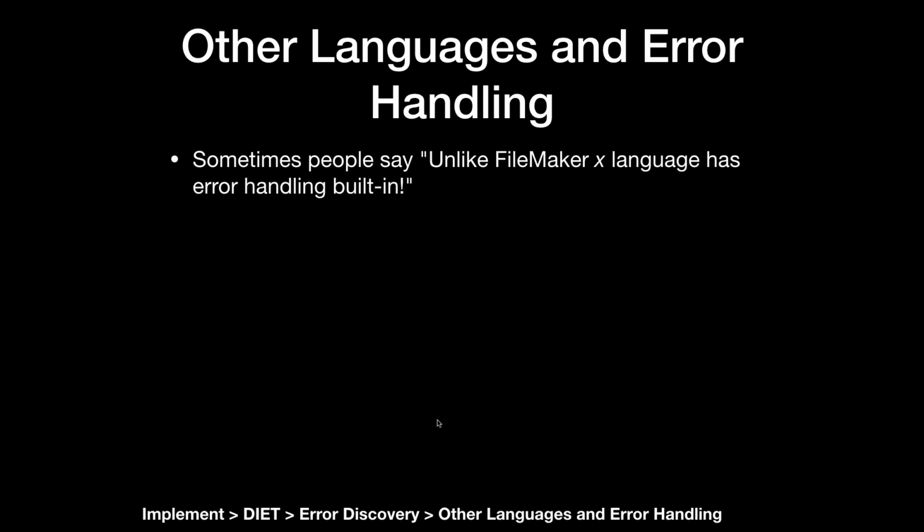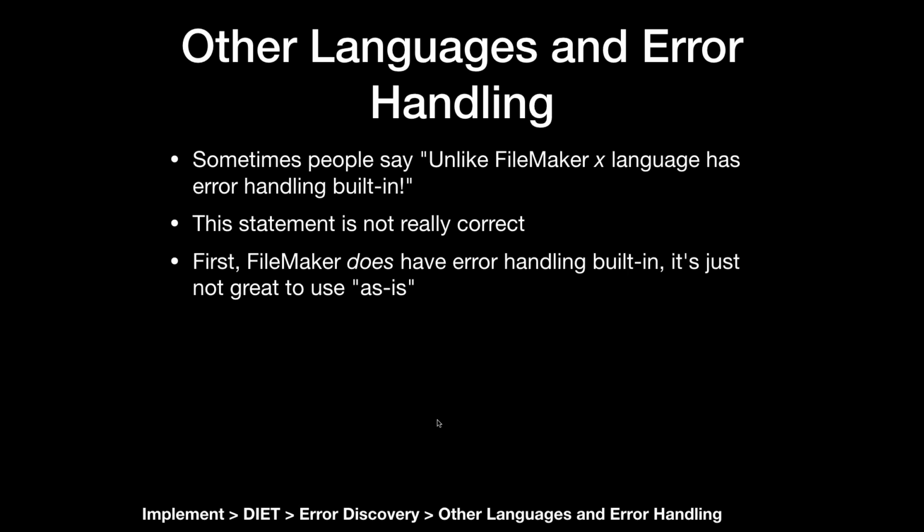Sometimes people will say, unlike FileMaker, a certain language has error handling built in. Now, this isn't really correct, although I know where people are coming from, right? It's not true that FileMaker doesn't have error handling built in. We've seen a bunch of it. You get those dialogues, you get error codes thrown. It does have something. It's just not that great to use as is. It's not very powerful. It misses things. It doesn't really stop errors happening in your system.